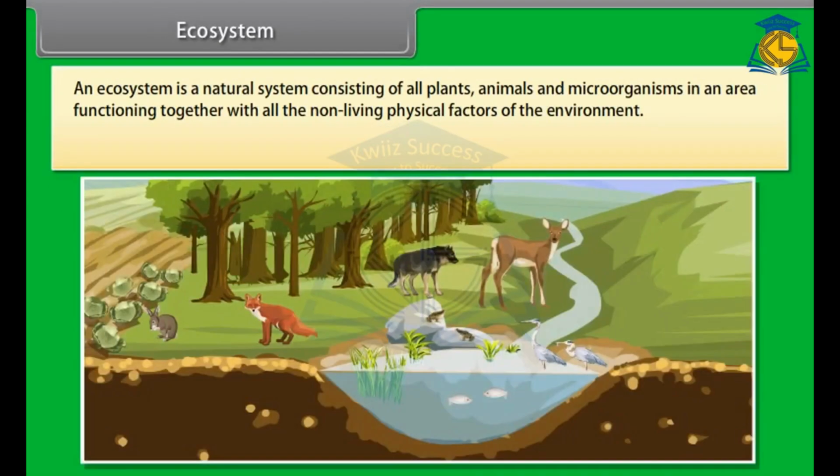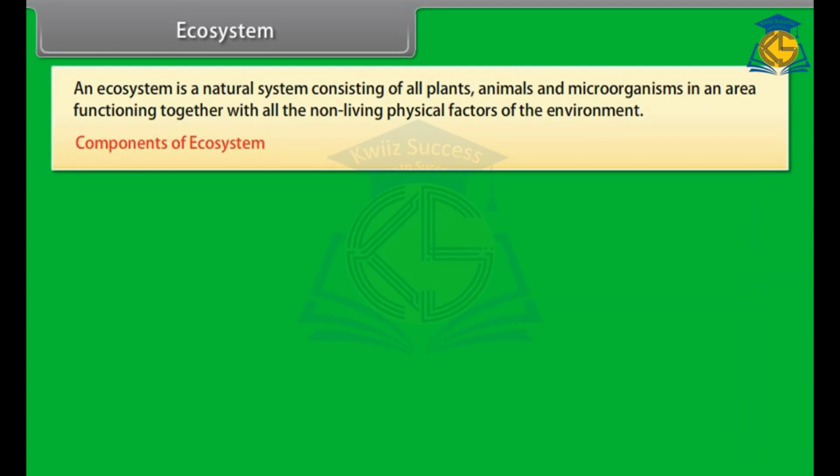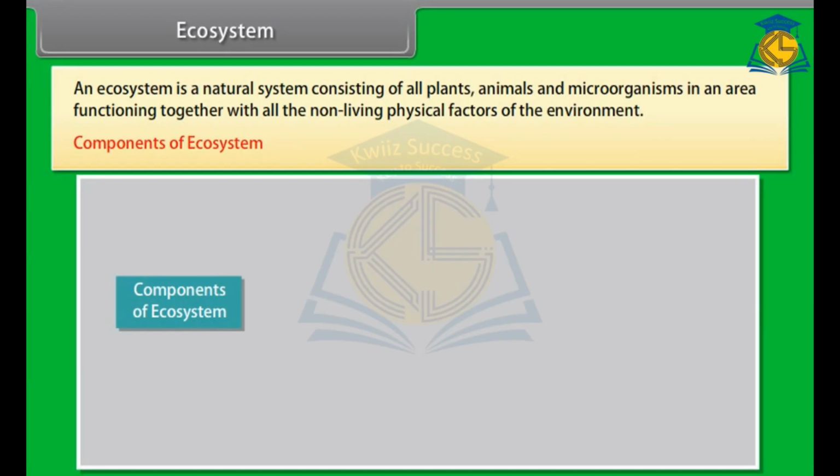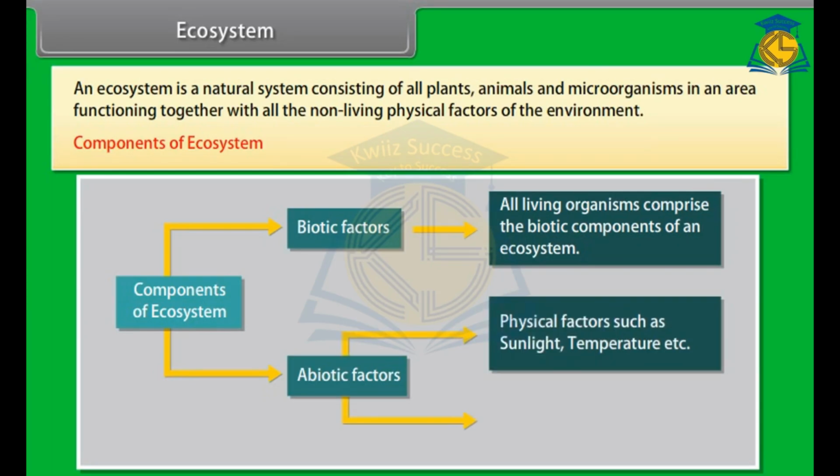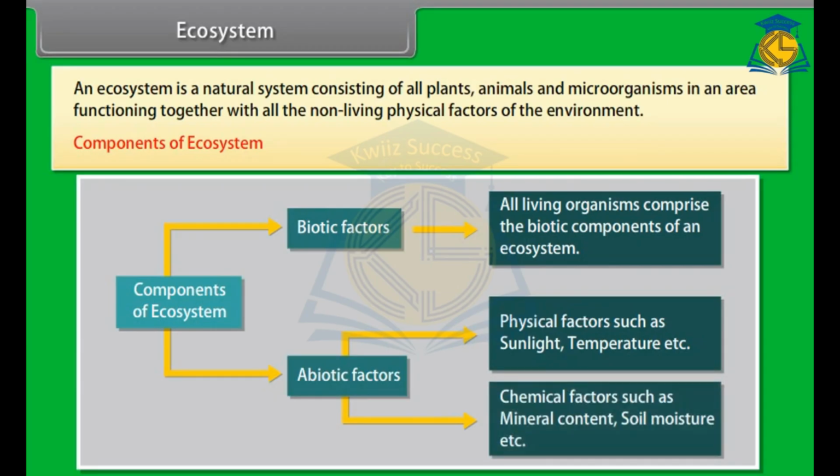Ecosystem. An ecosystem is a natural system consisting of all plants, animals and microorganisms in an area functioning together with all the non-living physical factors of the environment. Components of ecosystem. Ecosystem comprises the following two components. 1. Biotic factors including all living organisms. 2. Abiotic factors that includes physical factors such as sunlight, temperature, chemical factors such as mineral content, soil moisture, etc.